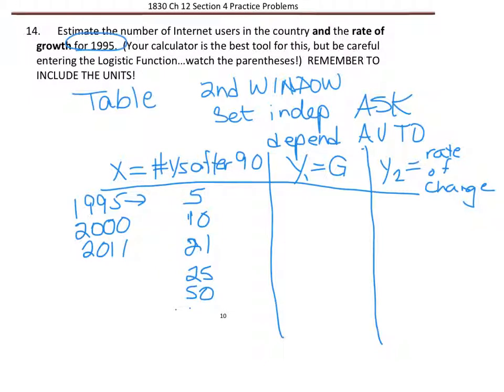So pause it at this point. Make sure you've got the function in. I'm going to have to go back and enter.